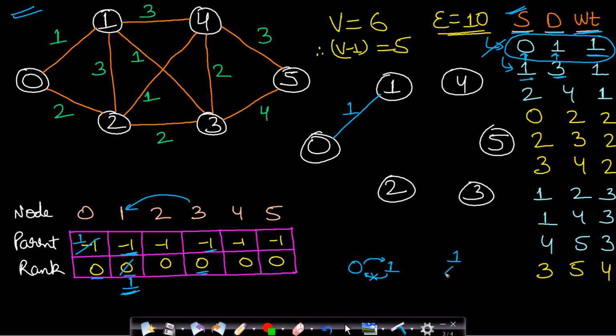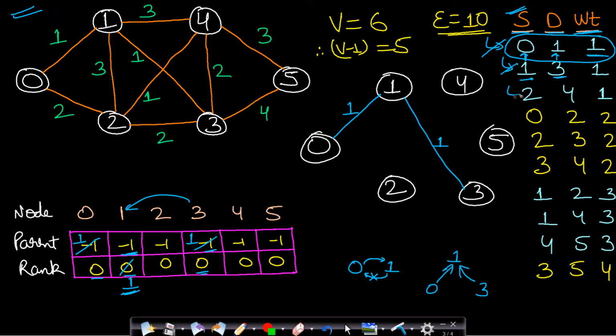So this 1 was already pointed to by 0, and now 1 will get pointed to by 3. So now the parent of 3 will be 1, and rank of 1 will remain the same because they both had different ranks. This is the rank updation rule, which I have explained in my previous videos. Now this edge will also get included since it is not forming a cycle. Now this is included with weight 1.